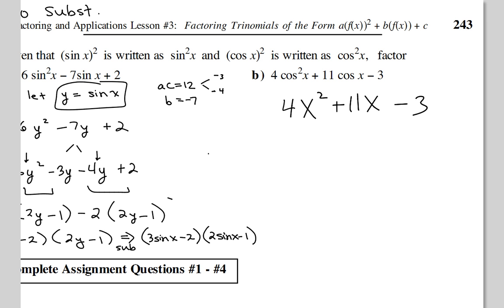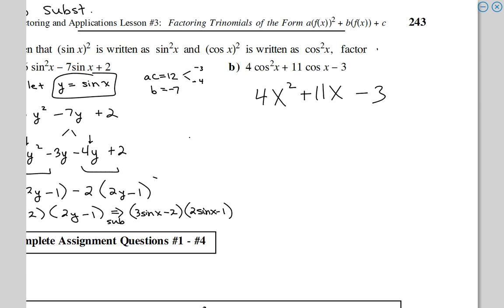Do you guys need me to write the let x equal sine x? No. I let big X equal cos little x. So the AC value, -12, and the B value, 11. So what happens when the AC value and the B value just differ by 1? It's the easy one, right? The one that a lot of people tend to forget about.